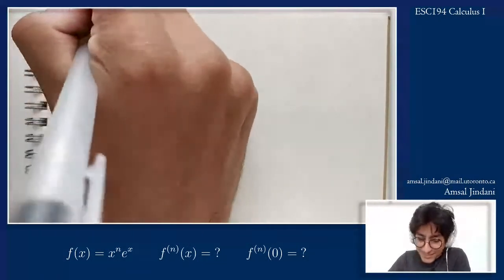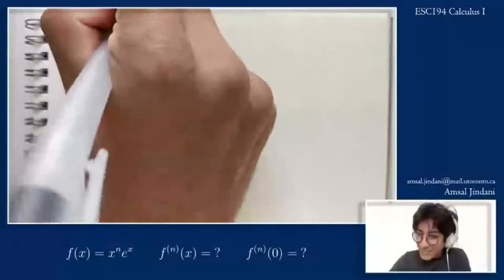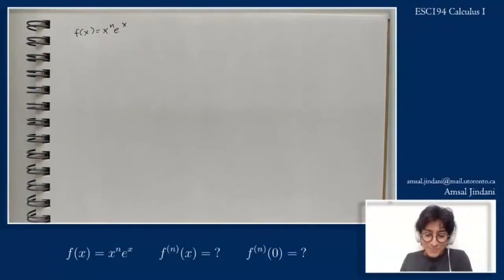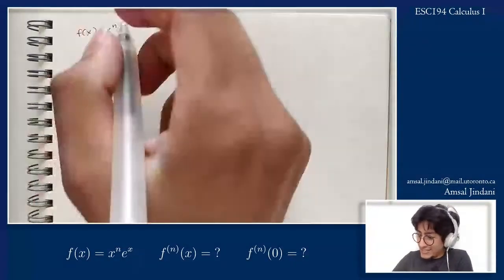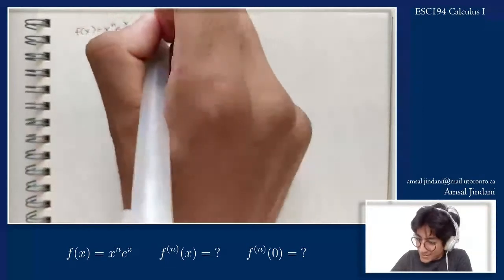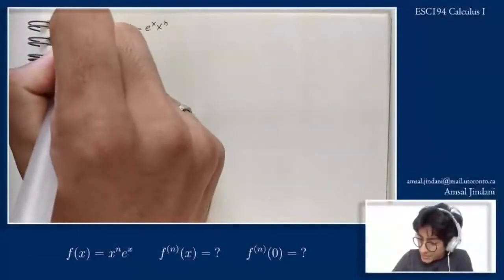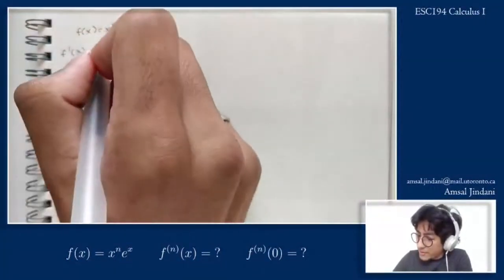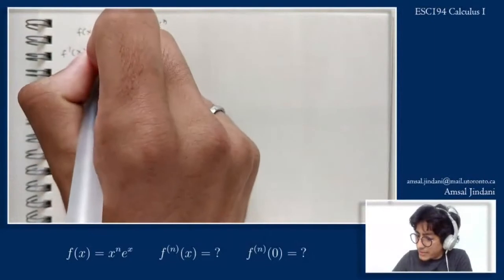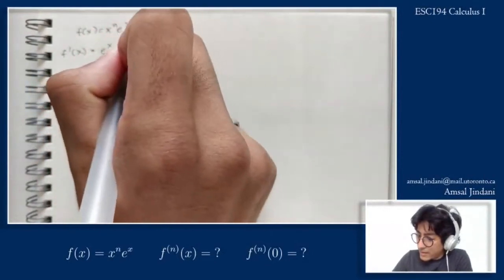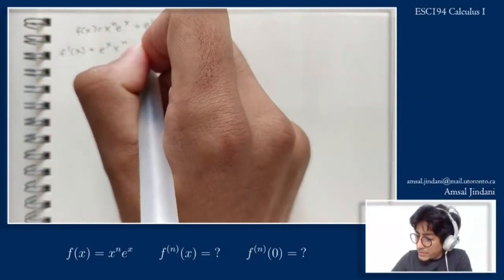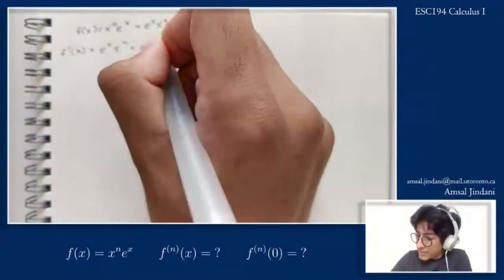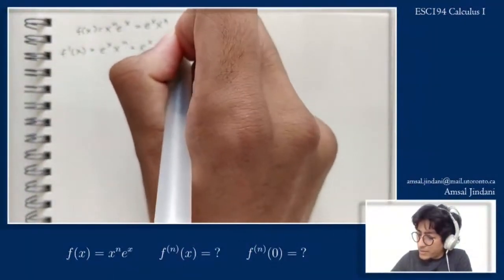We got f of x equals x to the n e to the x, and we want the nth derivative of this expression. It looks seemingly harmless so far. Let me take the first derivative. I have to use product rule. If I differentiate e to the x, I just get e to the x times x to the n, and the next term would be e to the x times the derivative of x to the n, so that's n times x to the power n minus 1.